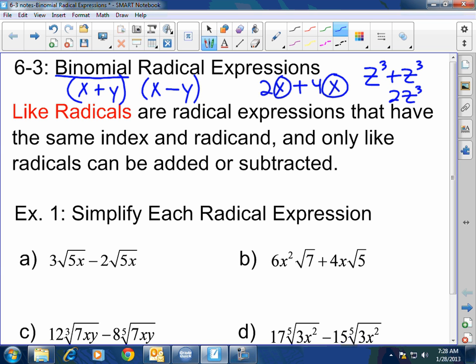Remember we were talking about indexes and radicands. Remember when you have something like this, it should be an n. That's what we've been calling it so far. Remember that's the index, okay? So again, like radicals are radical expressions that have the same index and radicand. The radicand is what is inside. That is the radicand. So you got to know your terminology. So in order to add or subtract radicals, again, they have to have the same index and they have to have the same radicand. If not, they simply cannot be added, and that's just the way it goes.